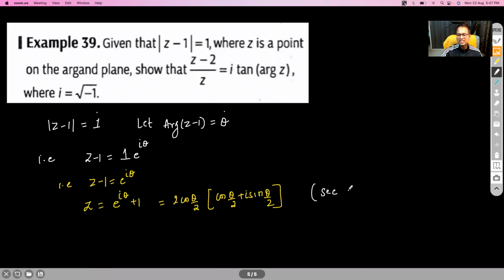So I'll just write it here. See the previous slide. In case you're referring to your notes a little later on and you're wondering how I wrote it like this, you can always go to the previous slide and check it out.